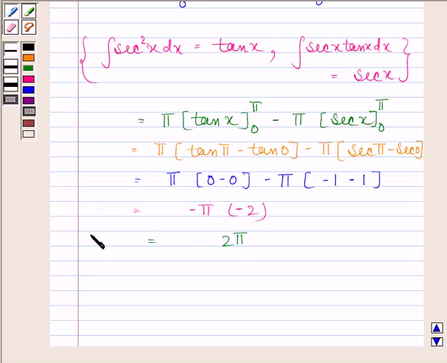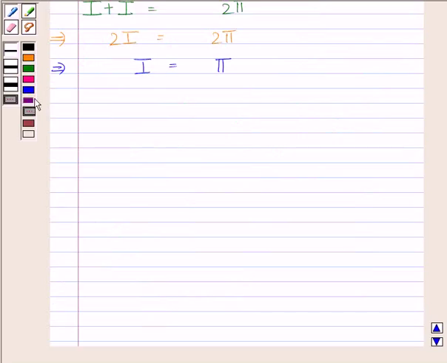So I plus I is equal to 2 pi. This implies 2I is equal to 2 pi and this implies I is equal to pi. Hence our required answer is pi. So this completes the session.